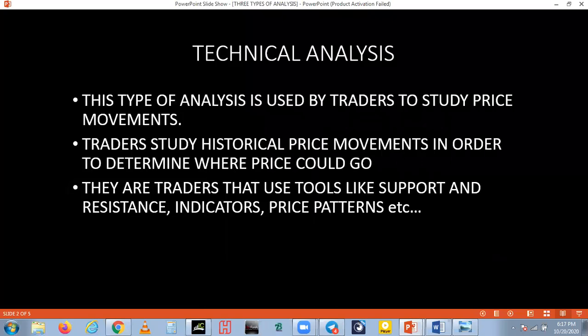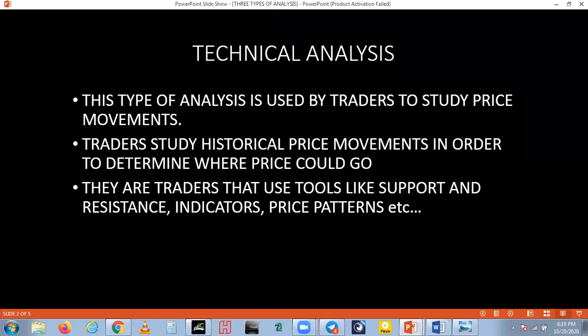So the first analysis we have is technical analysis. This type of analysis is used by traders to study price movements. Traders study historical price movements in order to determine where price could go. So historical price movements, what do I mean? I mean you go back to maybe yesterday, the day before yesterday, or last week, last month, last year, to see what price has been doing, and you can determine where price will go based on that.